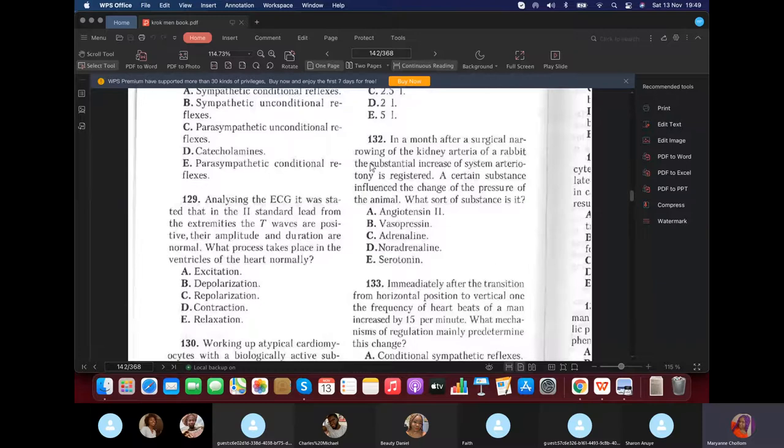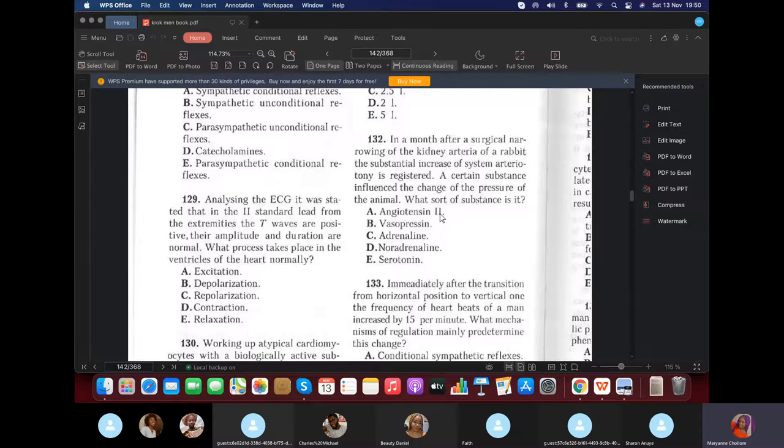In a month after surgical narrowing of the kidney artery of a rabbit, there is a substantial increase of the systemic arterial tonus. So there's an increase of pressure of the arteries. Does it make sense? What substance caused this? Remember from the renin-angiotensin system, I told you that when there's narrowing of the artery to the kidney, there's hypoxia of the kidney. The kidney will respond by secreting renin, and renin will cause the whole system to produce angiotensin 2.